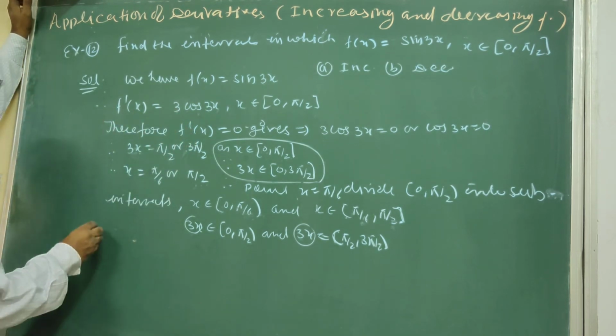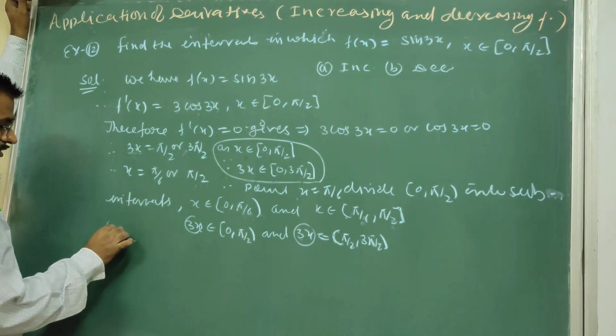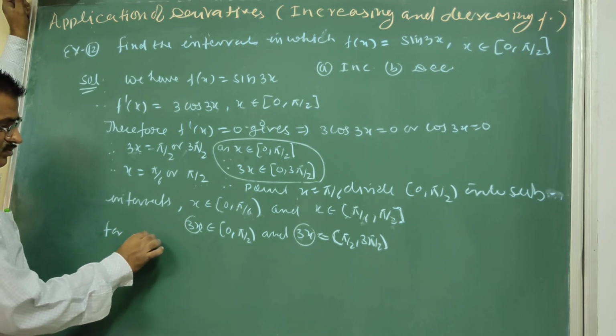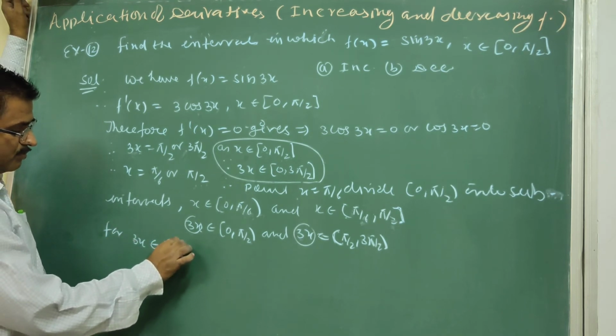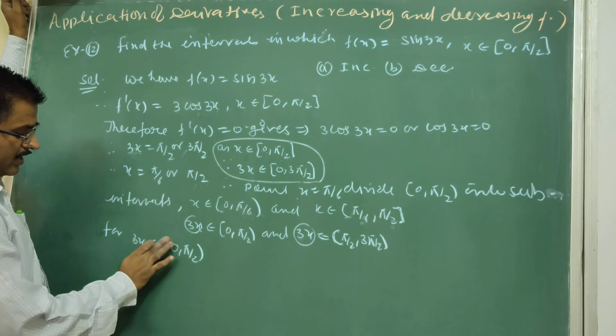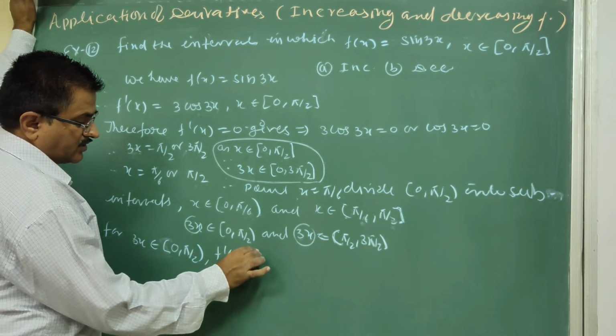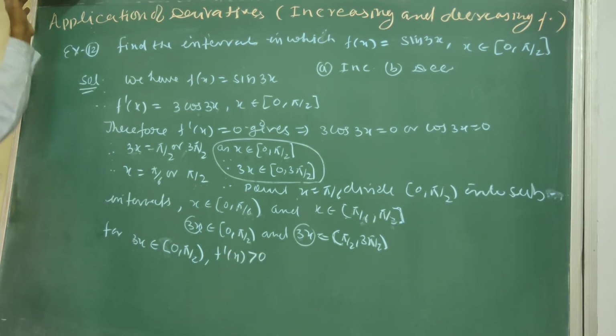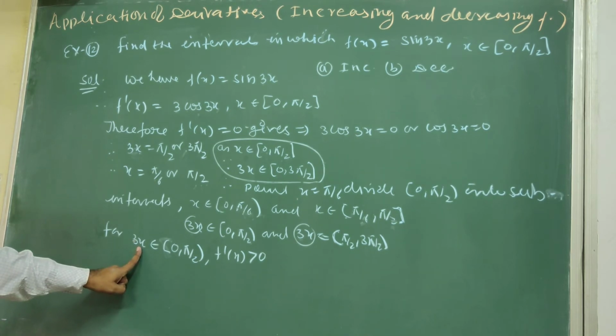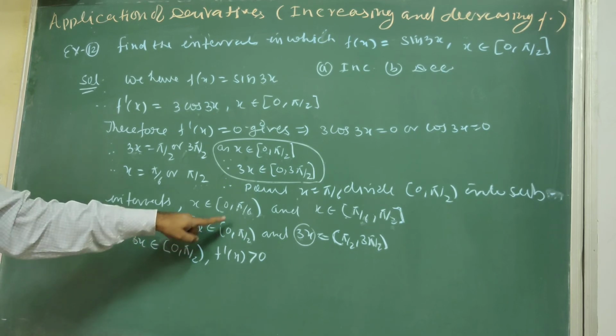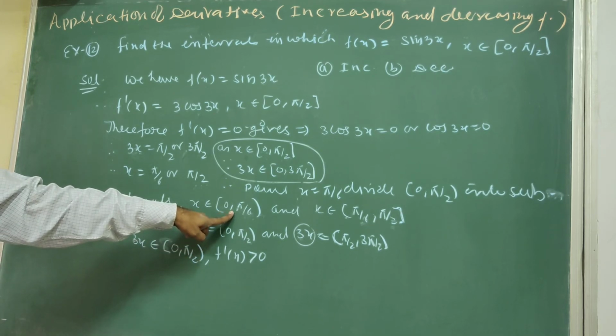So you can say for 3x belongs to 0 to pi by 2, f dash x is greater than 0. This is clear or not? For the interval 0 to pi by 2. This is in terms of 3x, and for x, what will it be? Corresponding 0 to pi by 6.